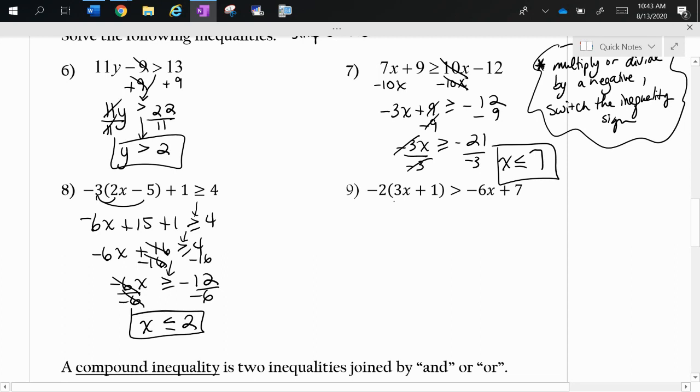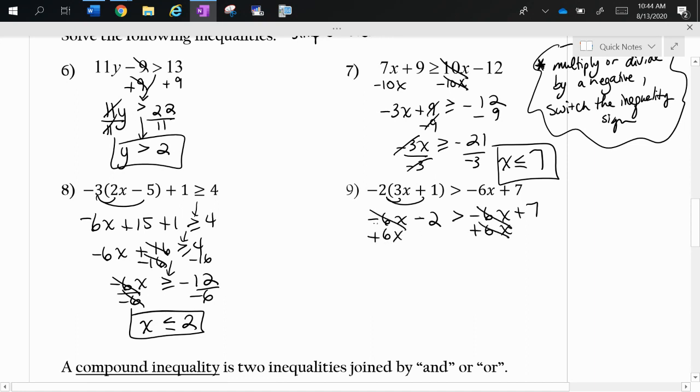We have one more to do. We have to distribute our negative 2. So remember, distributing a negative means we're switching the sign. Negative 2 times 3x is negative 6x. And negative 2 times 1 is negative 2. And I look for like terms. I see like terms on either side. So I'm going to add 6x to both sides.